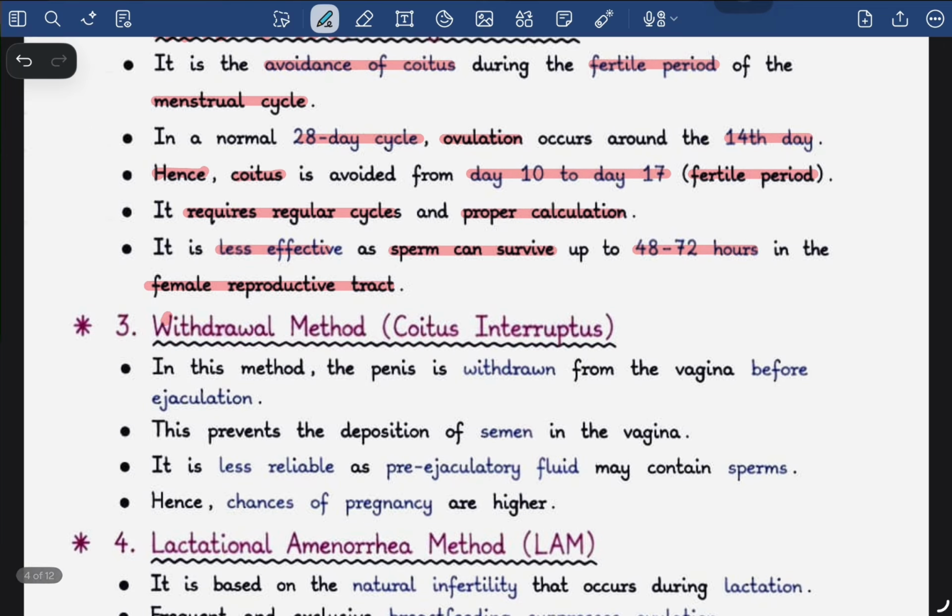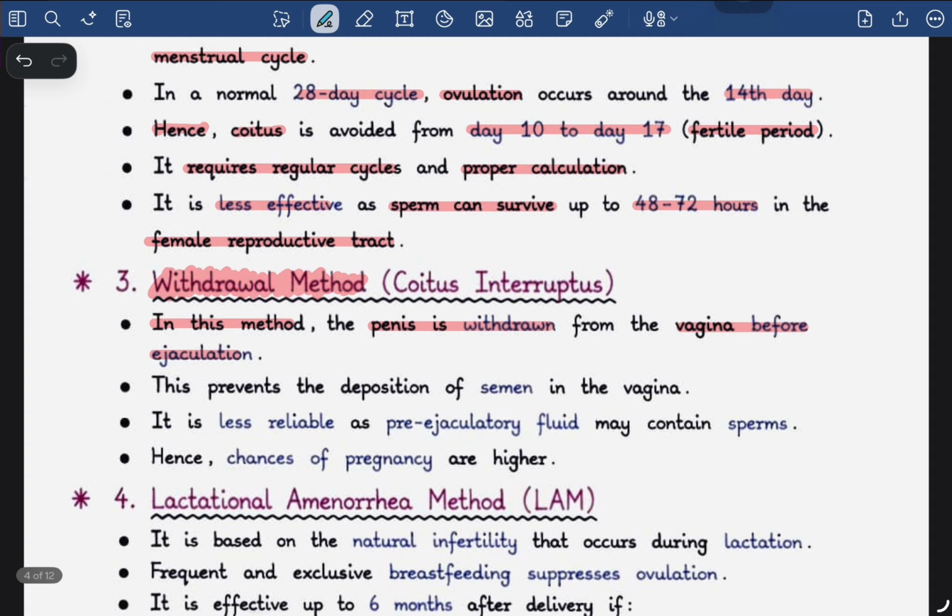Another method of natural way of resisting birth, or a natural method of contraception, is coitus interruptus or withdrawal method. What is this? In this method, the penis is withdrawn from the vagina just before ejaculation. While the male partner is about to ejaculate inside the vagina, if the person takes out his penis, in that case the sperm will not be deposited in the vagina, and as a result the chances of getting pregnant are less.